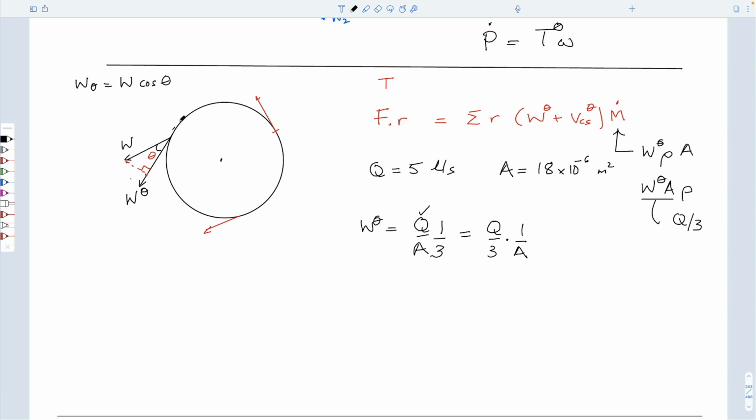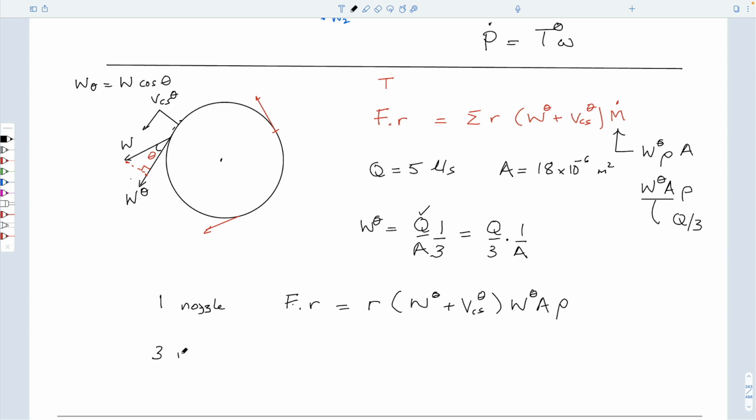We have our sine law. So I guess we could write this, that the velocity of the control surface is in this direction, theta. And so we can start putting this equation together. So for one nozzle, we would have force times radius is equal to the radius times W theta plus V CS theta times W theta area times rho. We can get W theta from that, so this is for one nozzle.